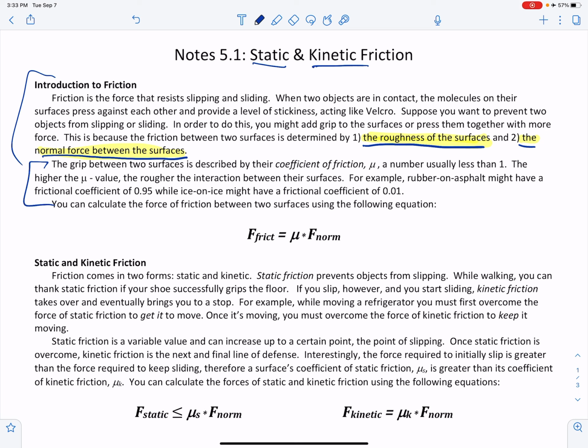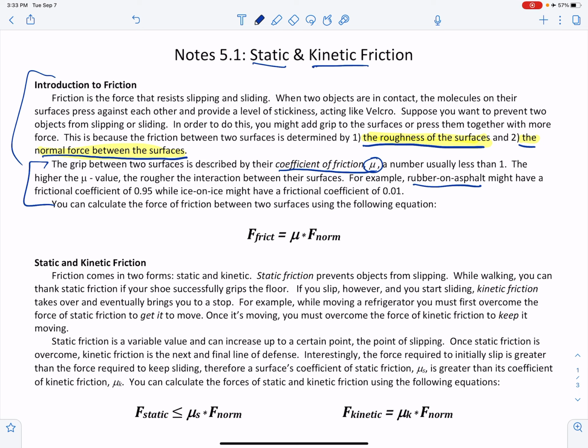Let's keep going over here. The grip between two surfaces is described by their coefficient of friction. This is the Greek letter mu, a number usually less than 1. The higher the mu value, the rougher the interaction between their surfaces. For example, rubber on asphalt, think about a car tire, might have a frictional coefficient of 0.95, while ice on ice might have a frictional coefficient of 0.01, which would be very small.